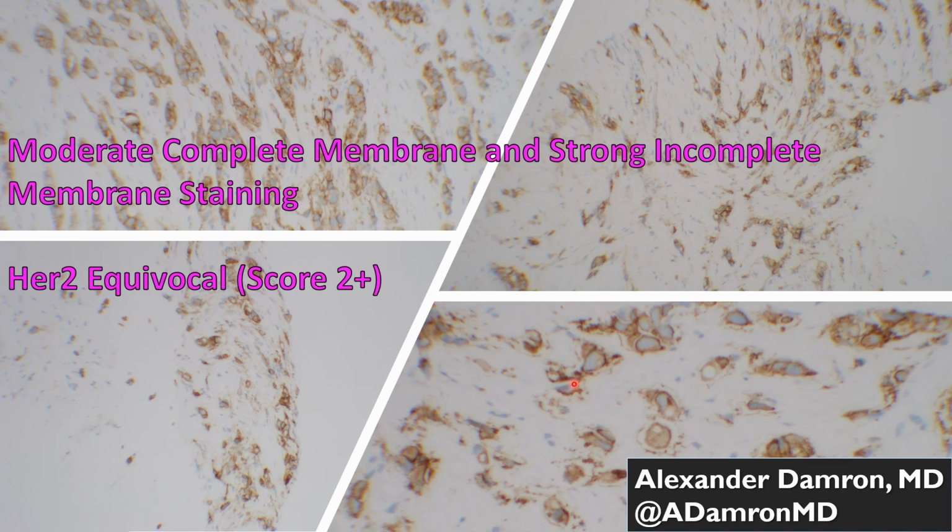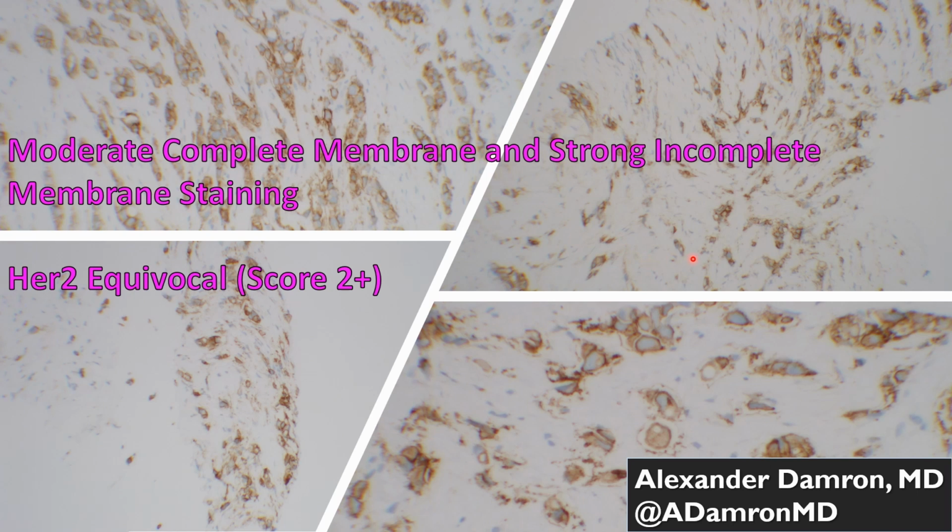You can see this cell has a nice strong membrane right here, and then it's negative on the top here. This is all from the same case. And if you look up here, this area is a little bit more granular. You can see this nice crisp membrane staining in this cell right here, but all of these other cells are not really nice and crisp and membranous, right? In the sense of what we want for 3+, and the intensity is not there. It's approaching it, but it's not there.